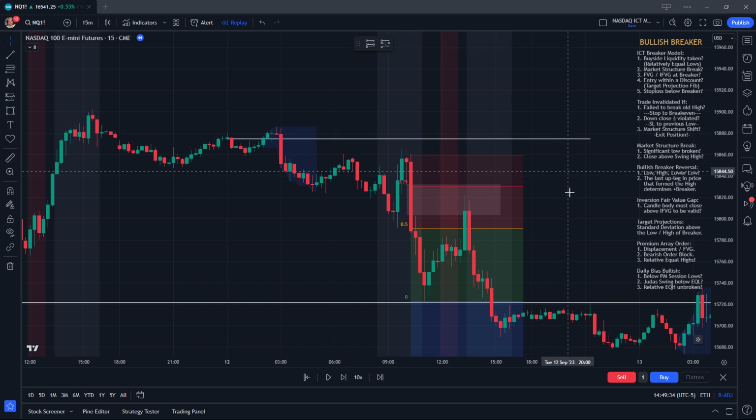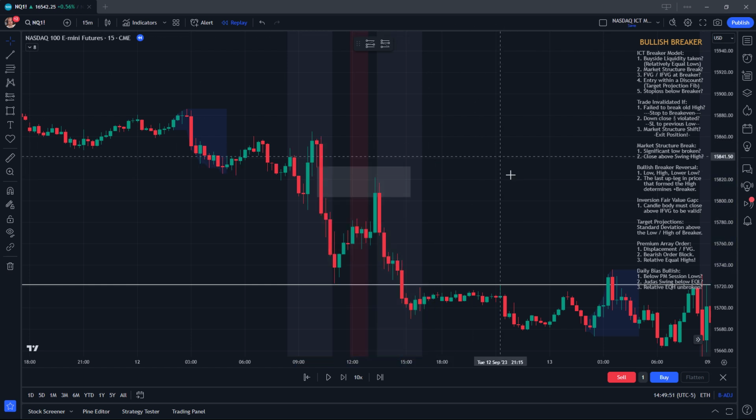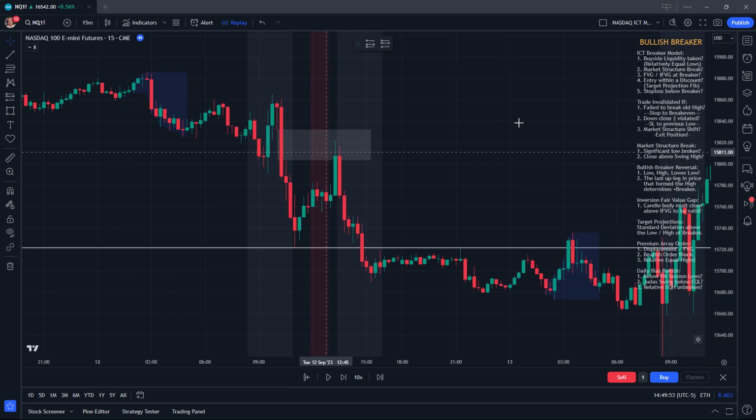So if we were following the 2022 model there, we want to be above the New York midnight open, so we don't actually get that there, so we're not able to take this trade, or at least we're not able to use the 2022 model. In a minute I'll start revisiting this, looking at breakers and stuff.